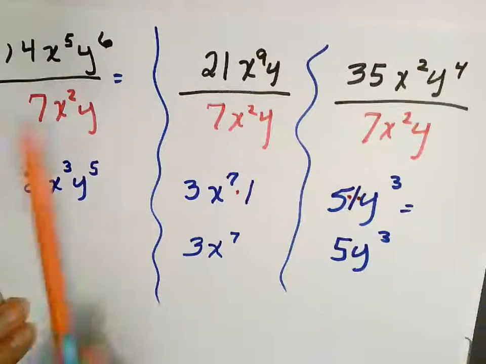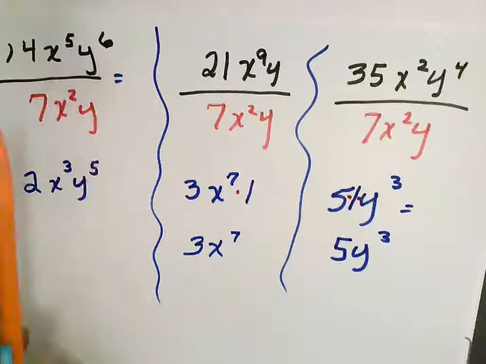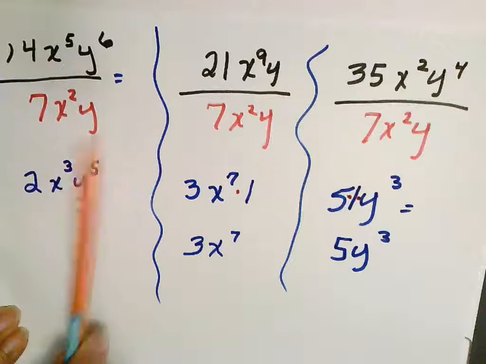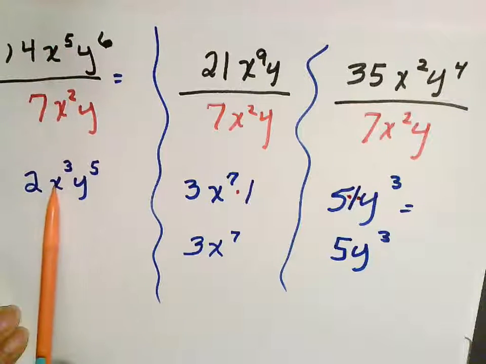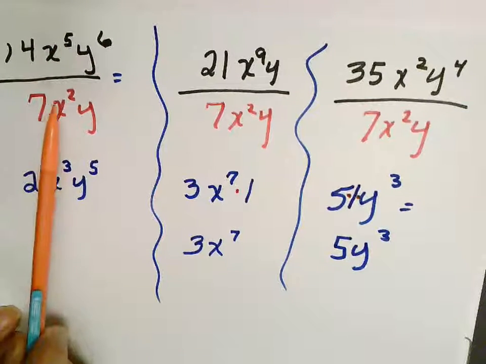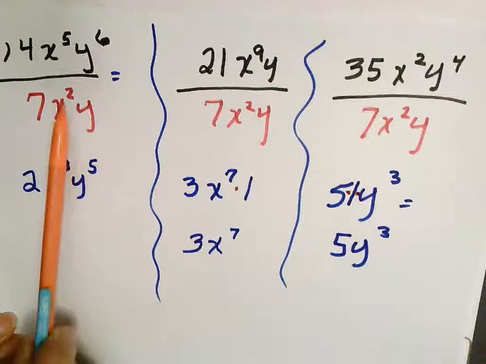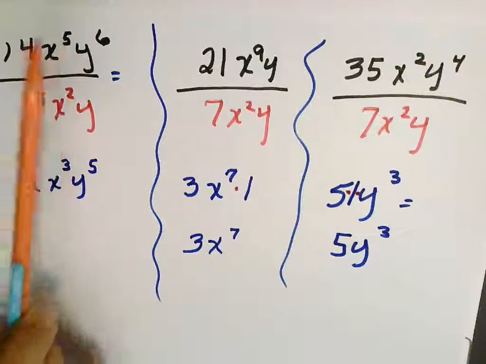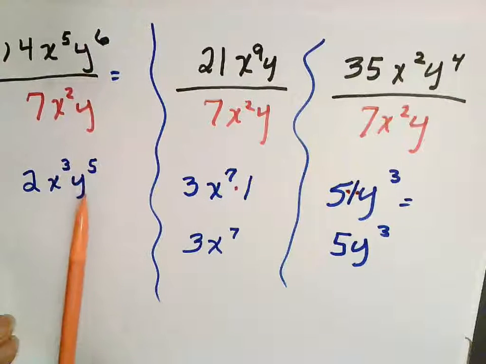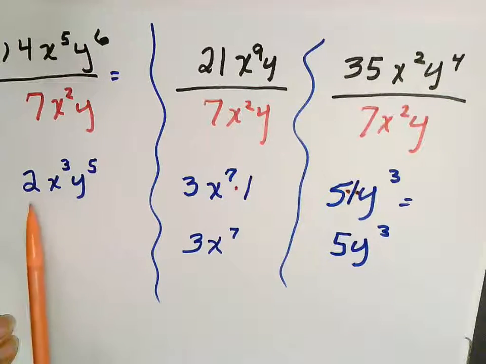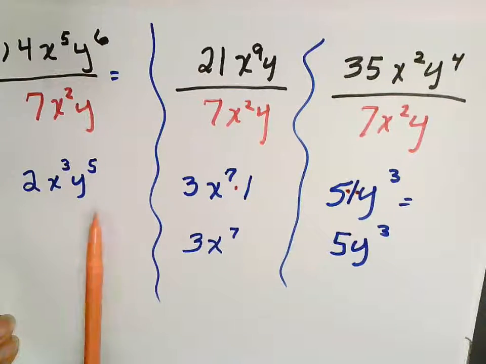14 x to the fifth, y to the sixth divided by 7x squared y. 7 will go into 14 twice. X squared will go into x to the fifth, x to the third. Remember that when we are dividing like bases, we subtract the bottom exponent from the top. 5 minus 2, 3. And this will be 6 minus 1, understood to be 5. So we have here 2x cubed y to the fifth.